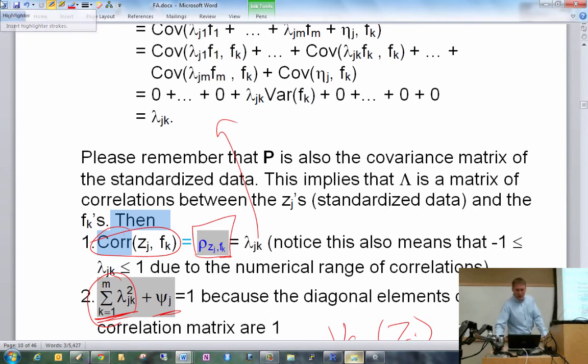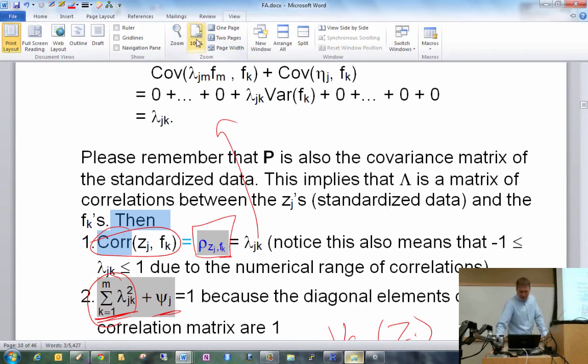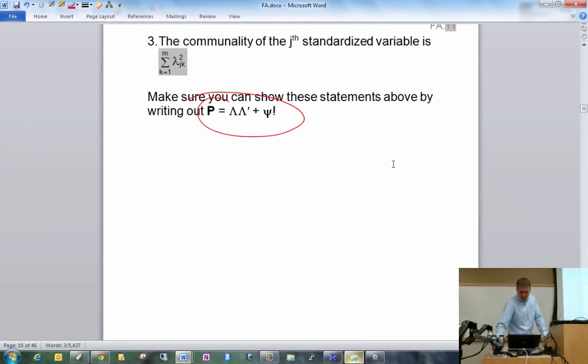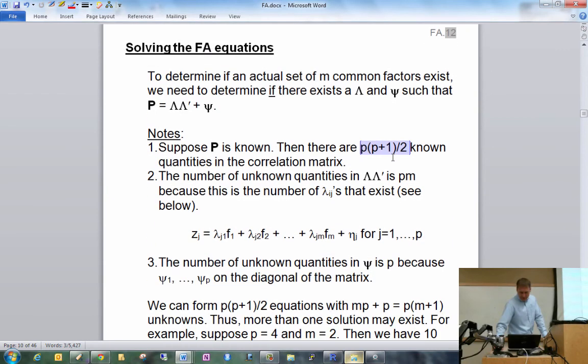We will get to a numerical example soon. Just going to take a little bit. Let's talk about now solving the factor analysis equations. What that means is that we want to use this relationship that we had just found to come up with parameter estimates, to come up with the lambdas, come up with the psi's, for example.